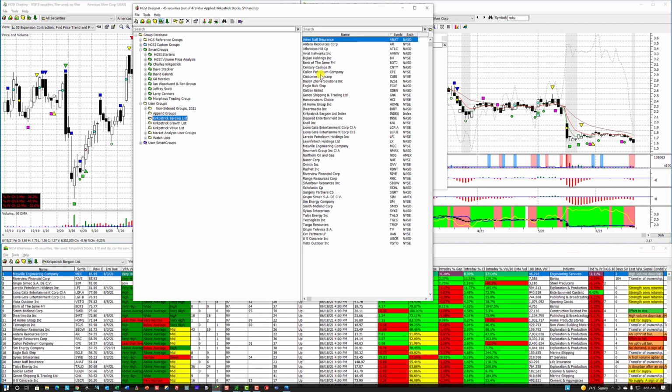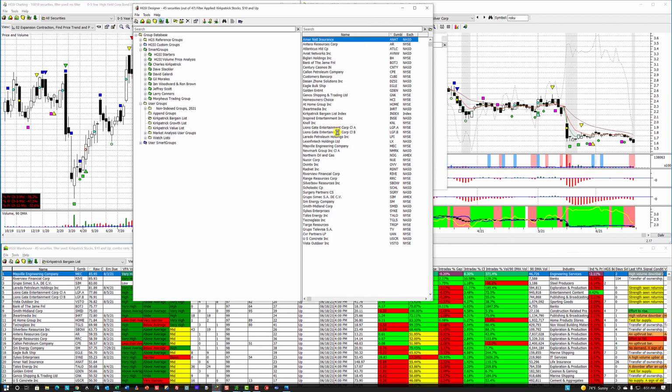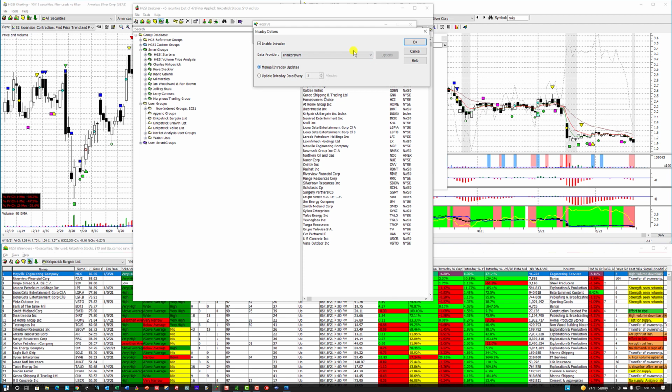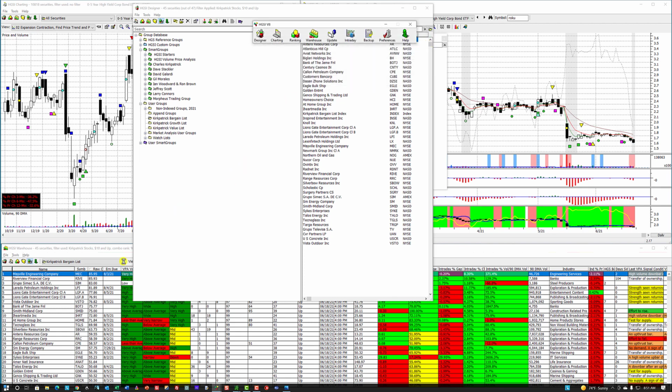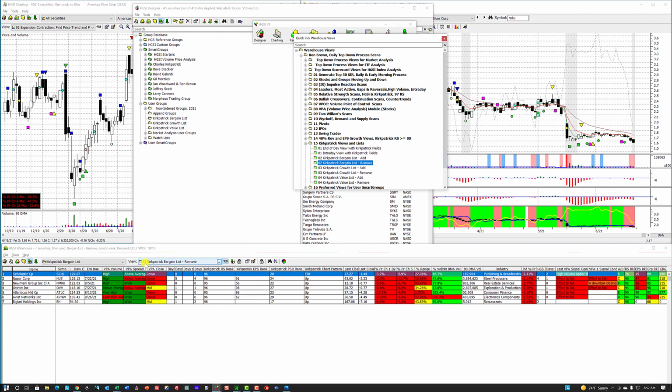Now what I want to do is get rid of the ones that no longer qualify. So I go into the bargain list. First of all, I want to make sure, okay, I'm on manual. Okay, I'm in the bargain list. Bargain list removed. Now, all of these stocks that are in here need to be removed.